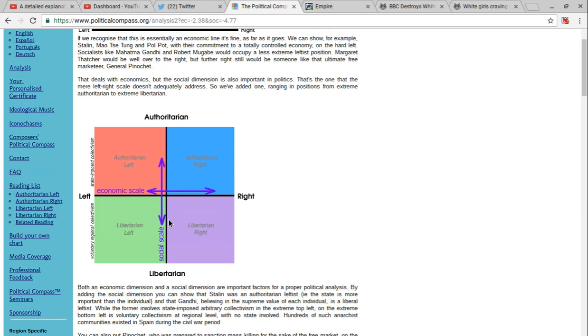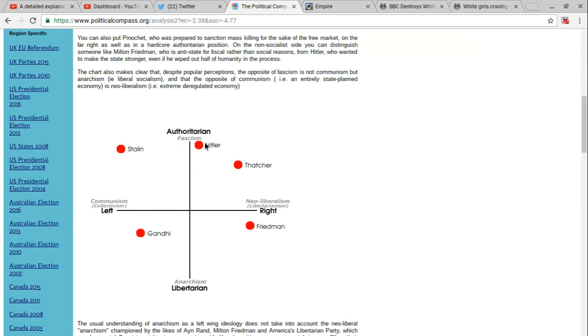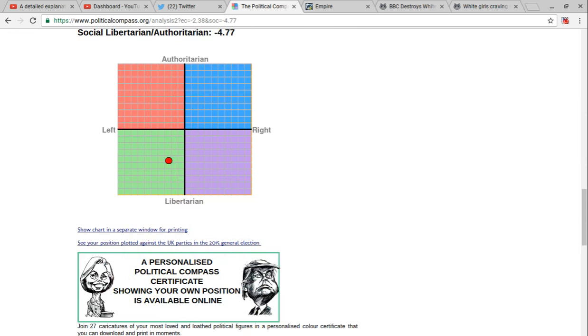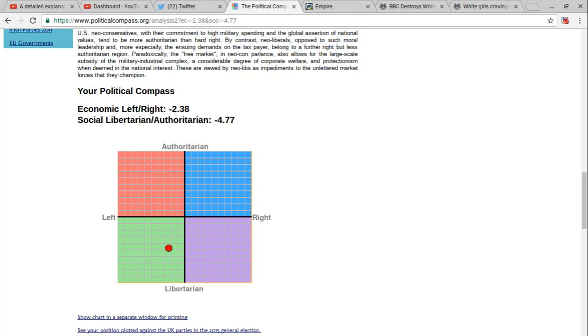I believe I'm socially liberal, and I would hope that I would be fiscally conservative. Hitler was right up here with fascism. No shit, really? And then you've got your Stalinist communists here. This is where I put a lot of social justice warriors. Yeah, that's what I figured. Yeah, I'm somewhat around here.